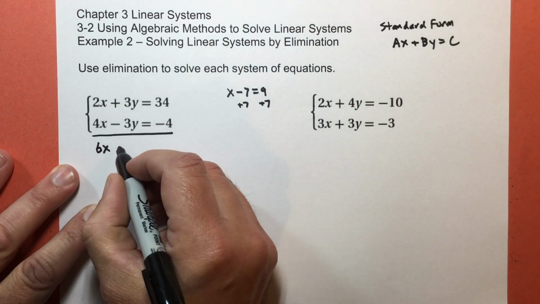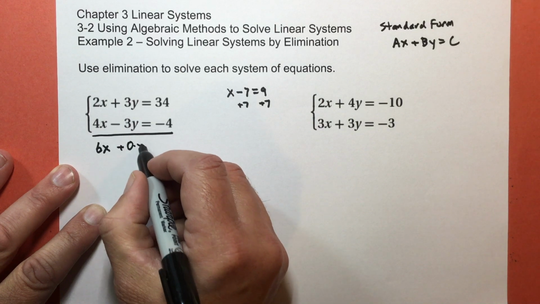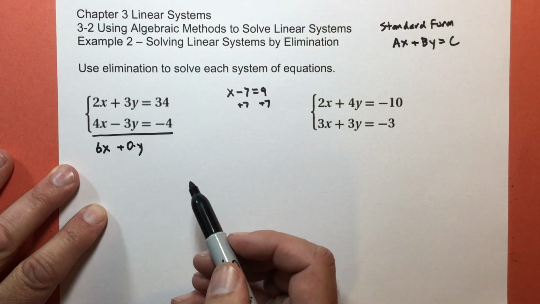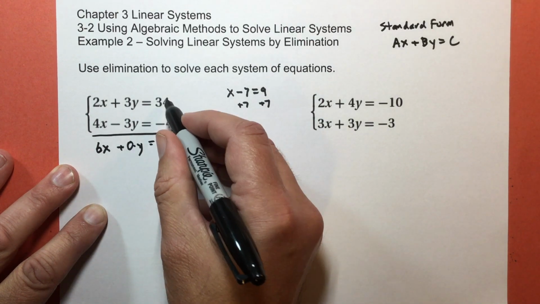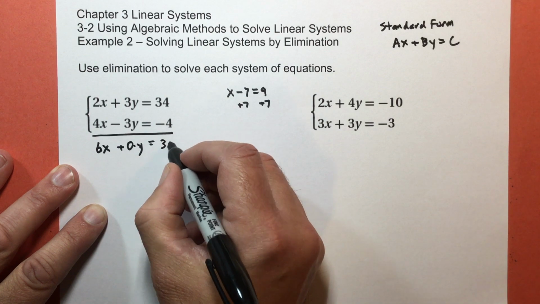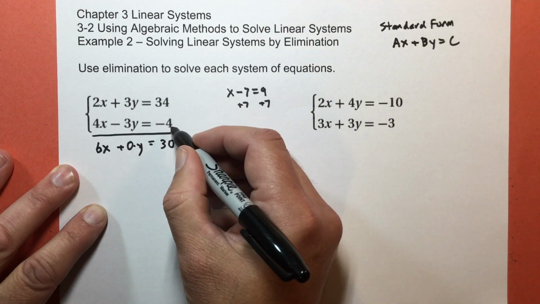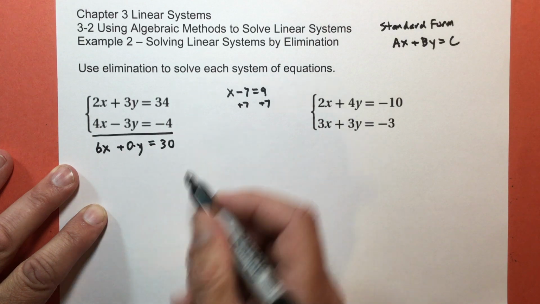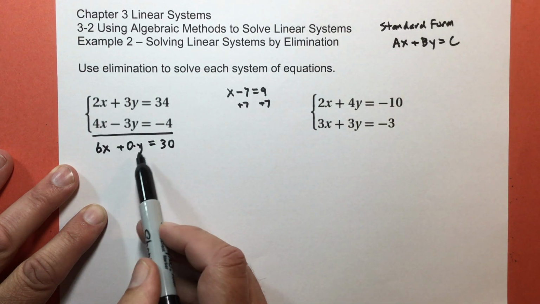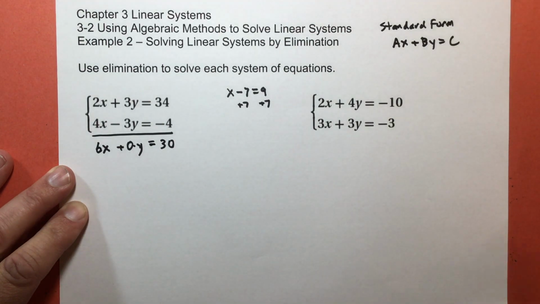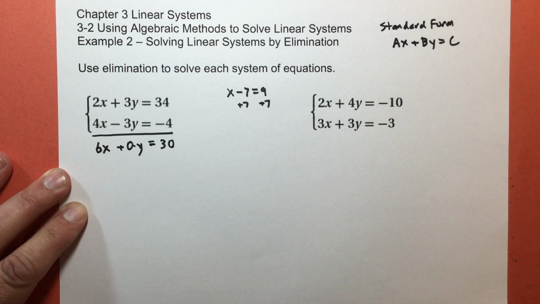3y subtract 3y is going to be 0 times y. And you're probably wondering why I wrote that. I'm going to tell you in a minute. 34 plus negative 4 is going to be 30. Now, I'm usually never going to write this, but when I'm teaching, when I'm explaining, I like to show the hidden things. I don't want you to have the impression that, poof, it just disappeared.